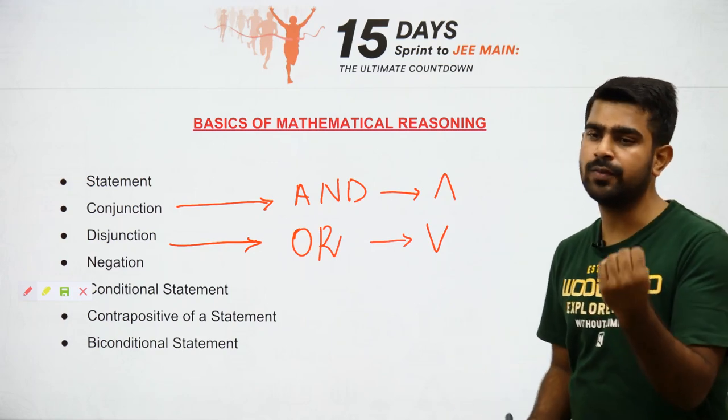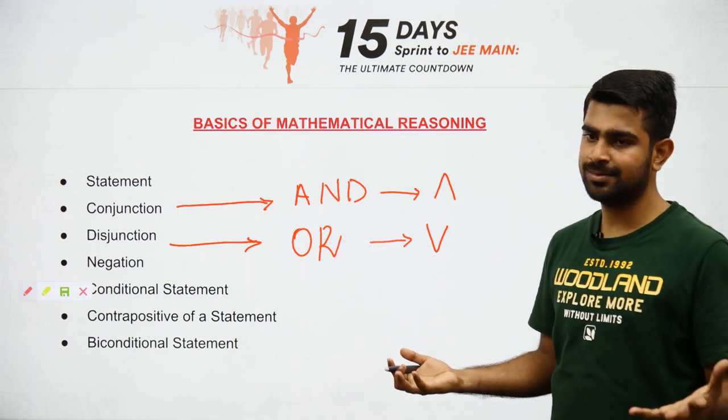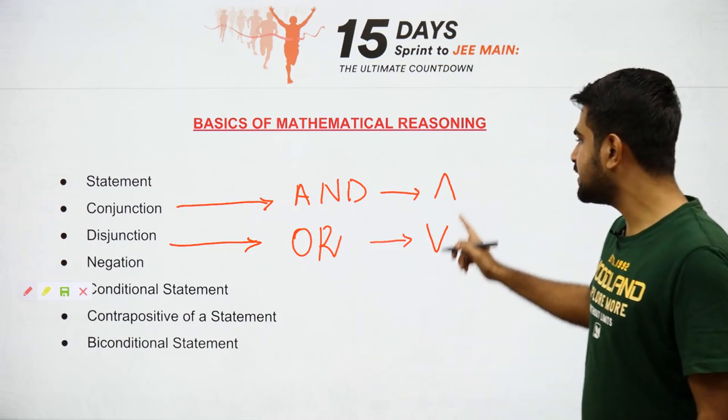Because guaranteed you get 4 marks. Why lose it when you have it in your hand? Okay. So this is "and" and this is "or".